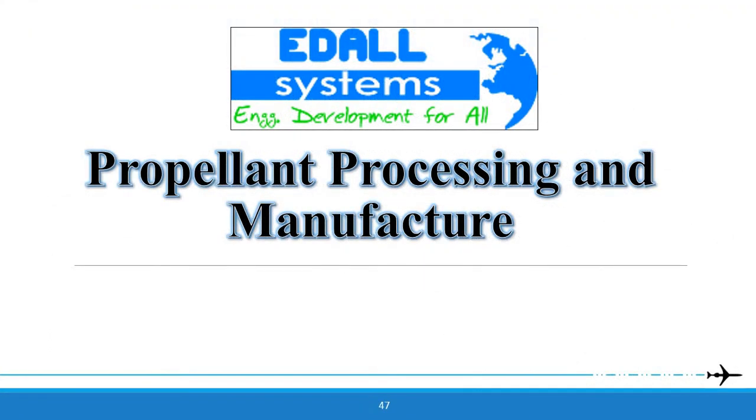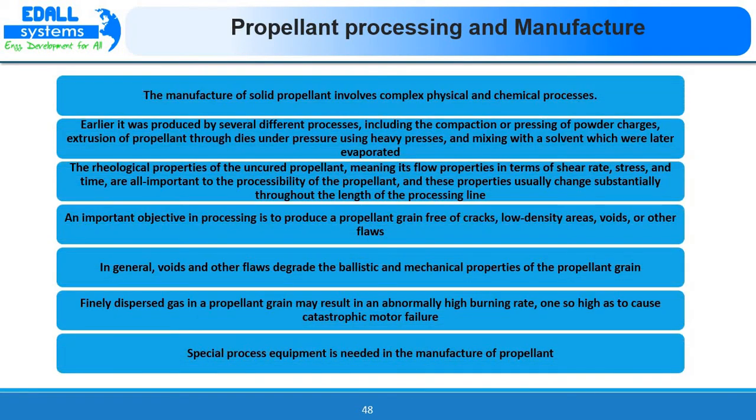Moving on to the last part of this topic, that is propellant processing and manufacture, we will see some of the processing and manufacturing techniques for propellants. The manufacture of solid propellant involves complex physical and chemical processes. Earlier, it was produced by several different processes, including the compaction or pressing of powdered charges, extrusion of propellant through dies under pressure using heavy presses, and mixing with a solvent which was later evaporated.